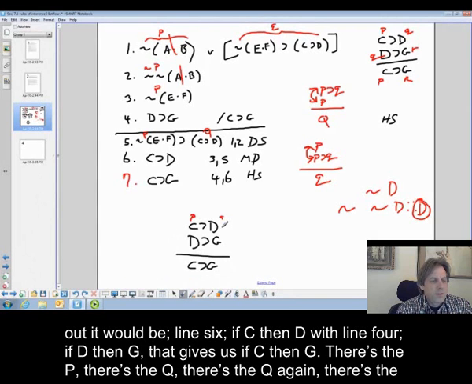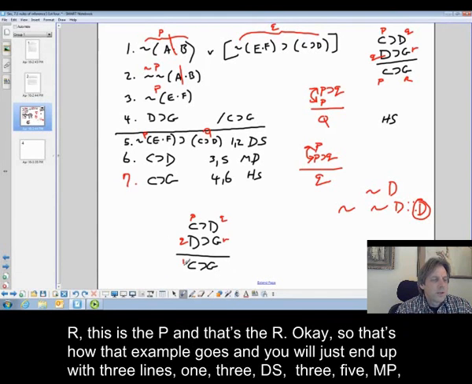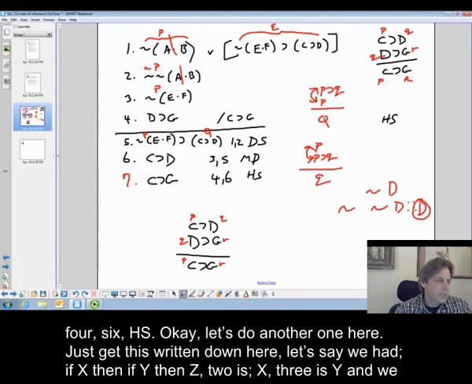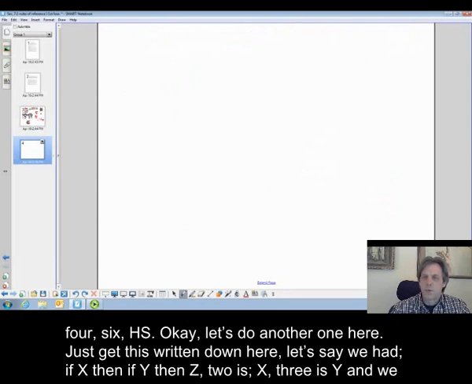There's the P, there's the Q, there's the Q again, there's the R, this is the P, and that's the R. Okay, so that's how that example goes. And you would just end up with 3 lines: 1, 3 DS; 3, 5 MP; 4, 6 HS. Okay, let's do another one here.